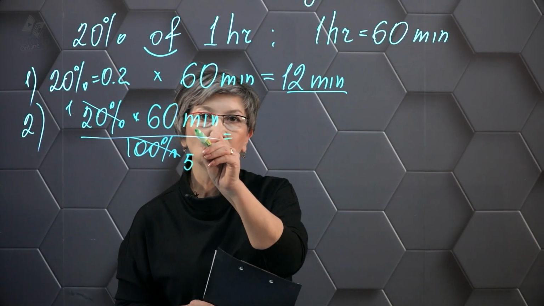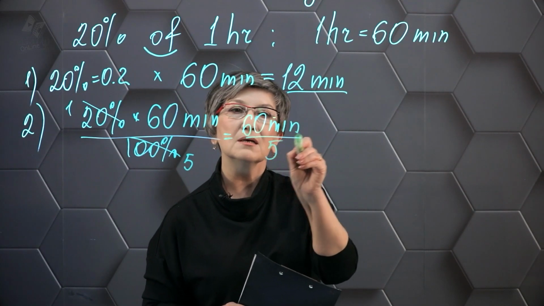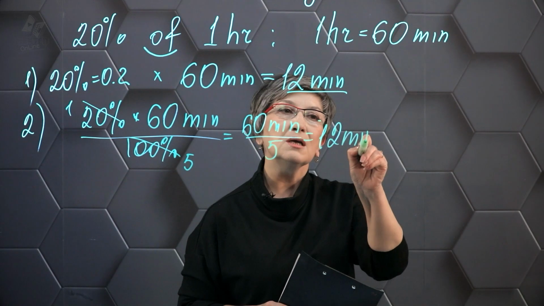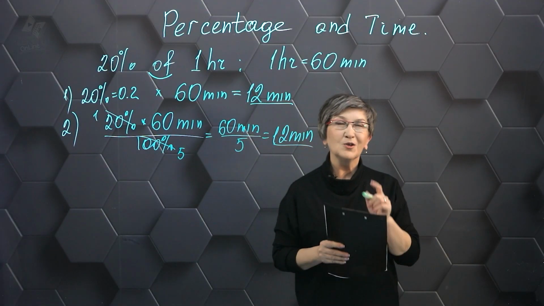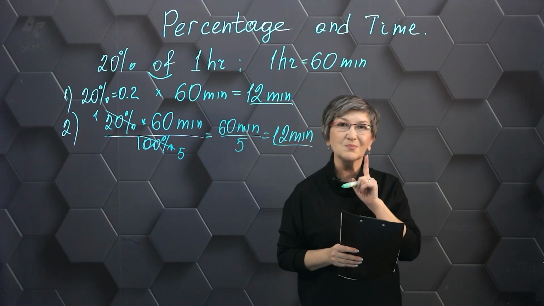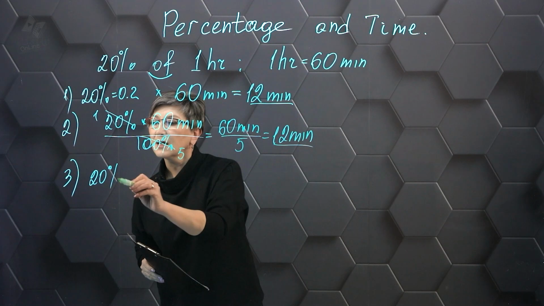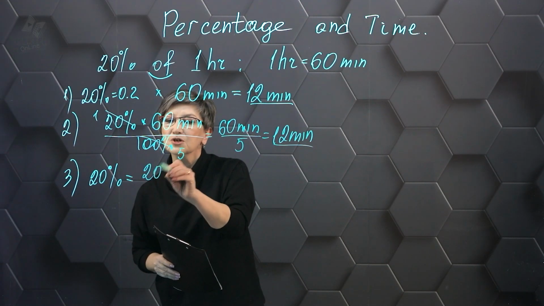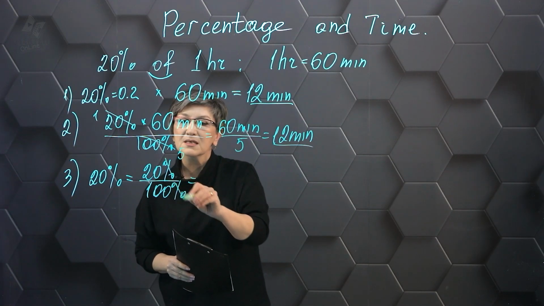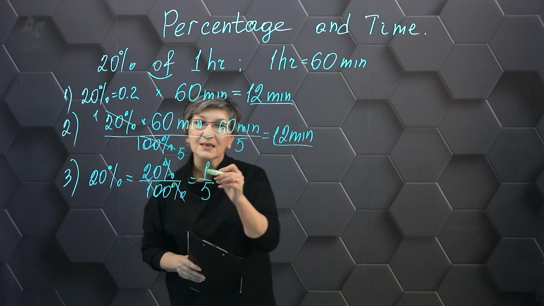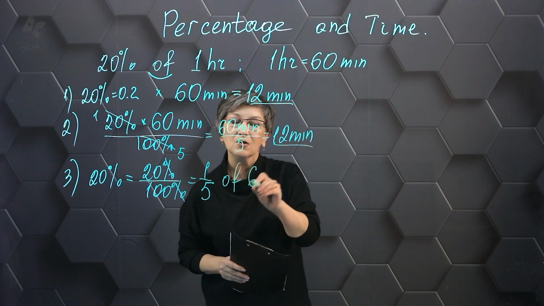And that leaves 60 minutes divided by 5. And that would be 12 minutes. And again we got the same answer. One more way. We have to remember that 20% is 1/5. Let's write down how we got it: 20 hundredths, and the percentages are reduced. It's 1/5 of an hour, of 1 hour of 60 minutes.